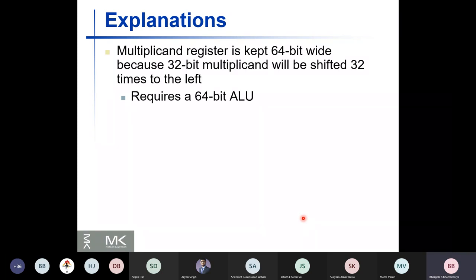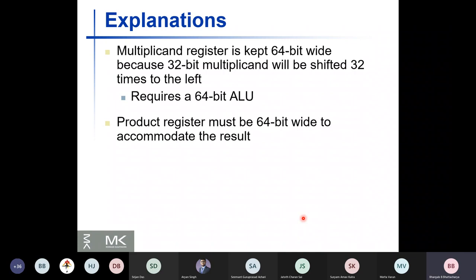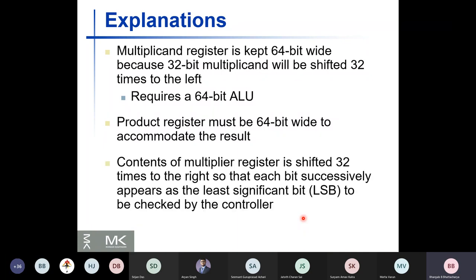As we have discussed, the multiplicand register is kept 64-bit wide because it is shifted 32 times towards the left. And we have used a 64-bit ALU because if you pad the blanks with zeros, the final result is of 64-bit. That's why we have used a 64-bit ALU for simplicity. And the product register must also be 64-bit wide. The content of the multiplier register is shifted 32 times to the right, and each bit, the rightmost bit, is tested successively, which is checked by the controller whether it is 0 or 1, and appropriate actions are taken, right?